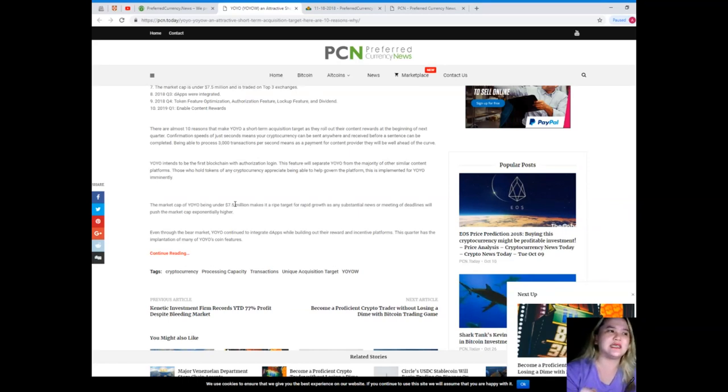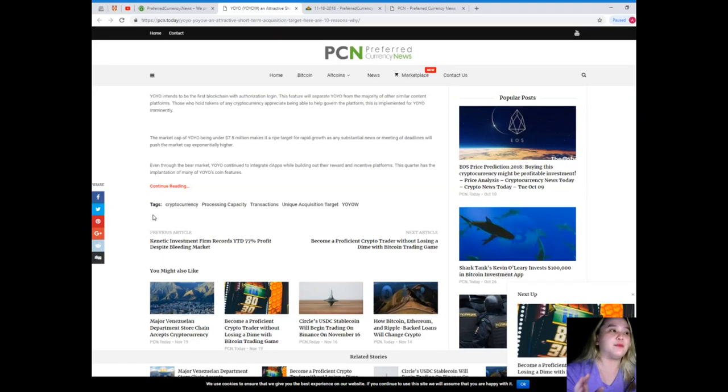Confirmation speeds of just seconds means your cryptocurrency can be sent anywhere and received before a sentence can be completed. Being able to process 3,000 transactions per second means, as a payment for content provider, they will be well ahead of the curve. So YOYO intends to be the first blockchain with authorization login. This feature will separate YOYO from the majority of other similar content platforms. Those who hold tokens of any cryptocurrency appreciate being able to help govern the platform. This is implemented for YOYO imminently.